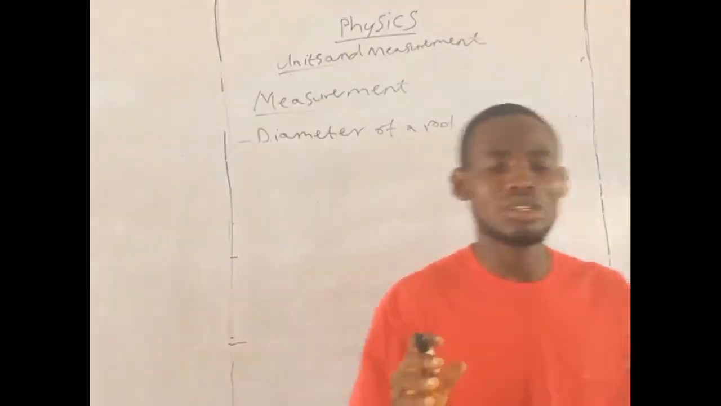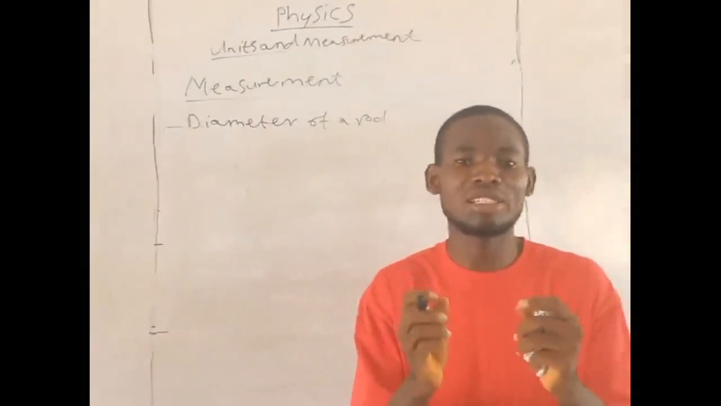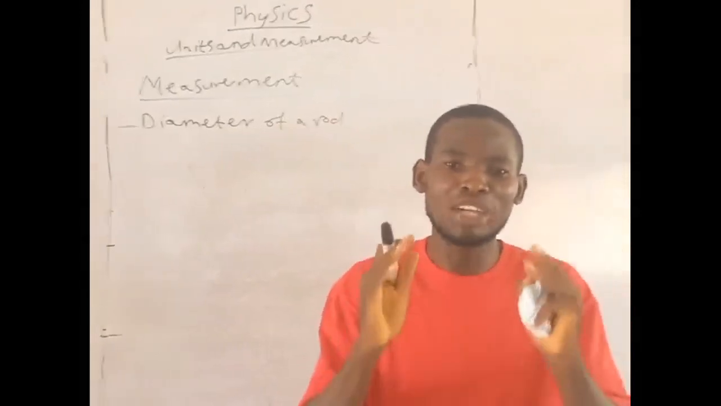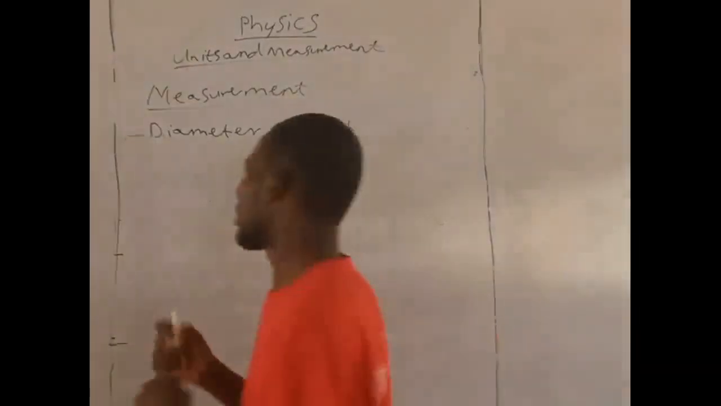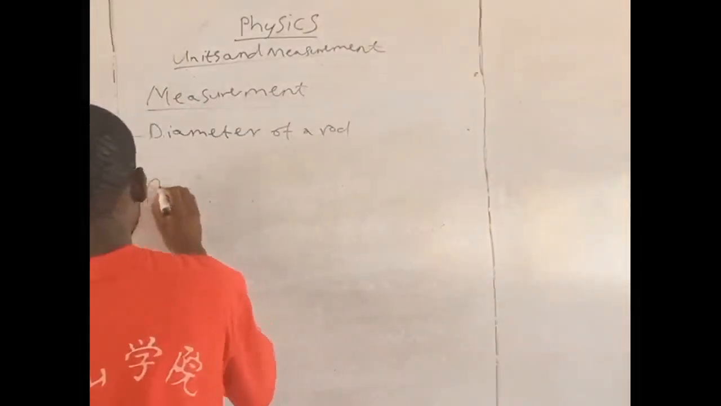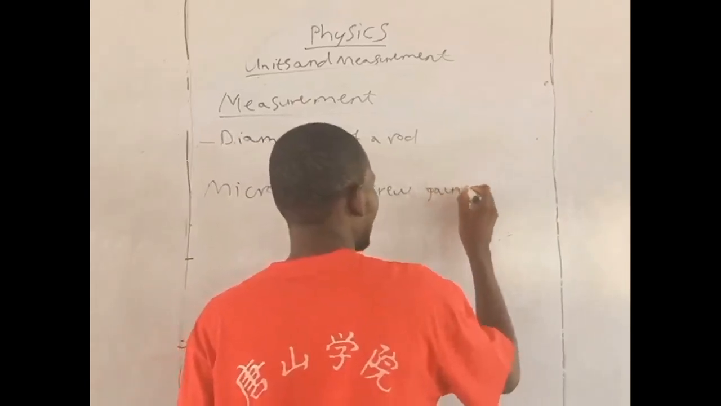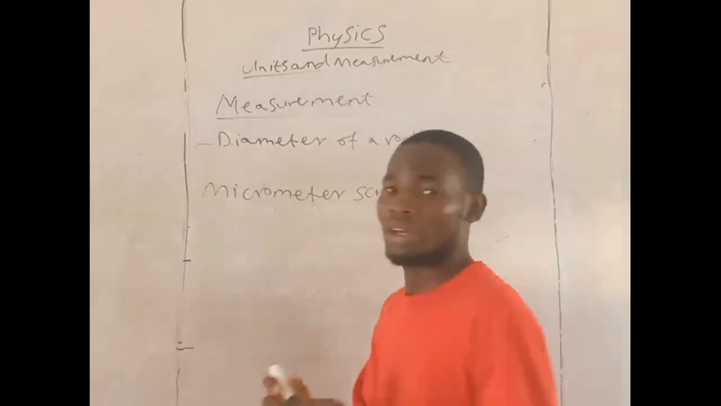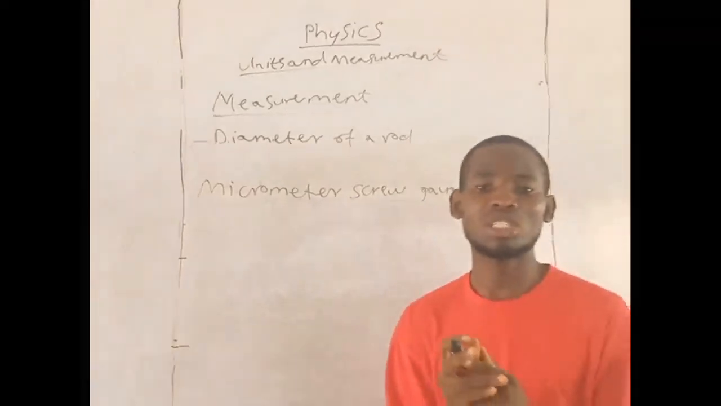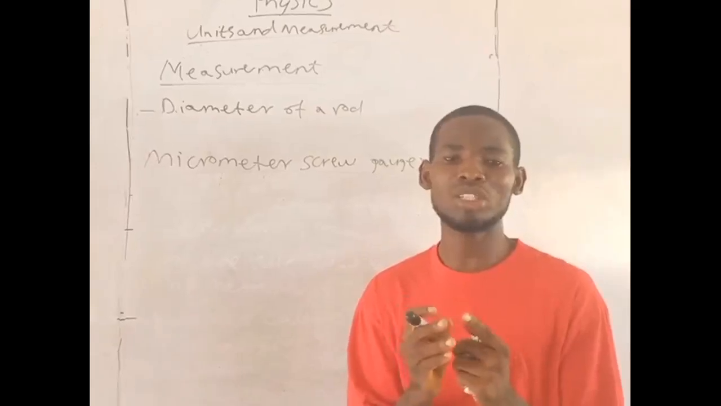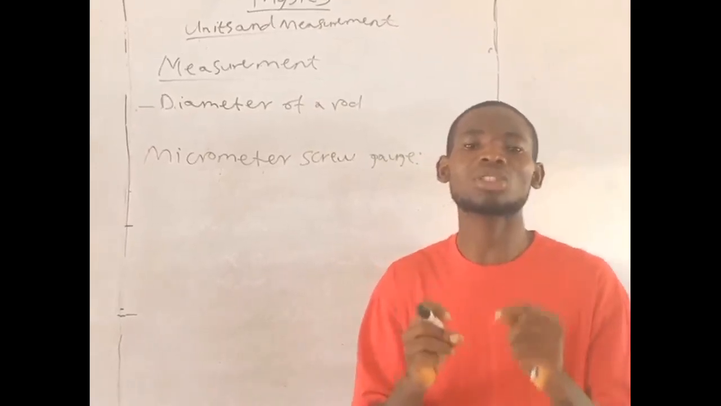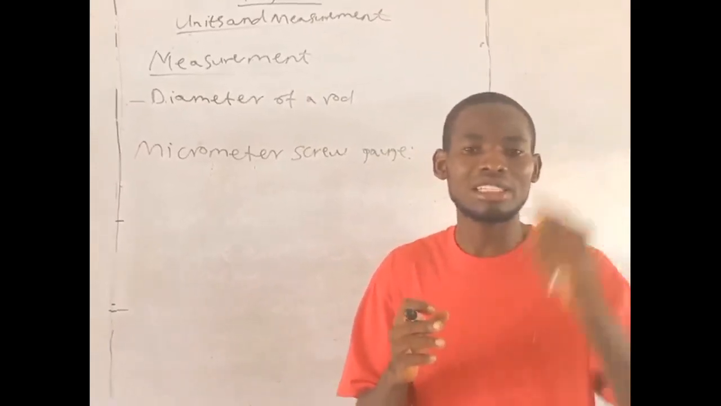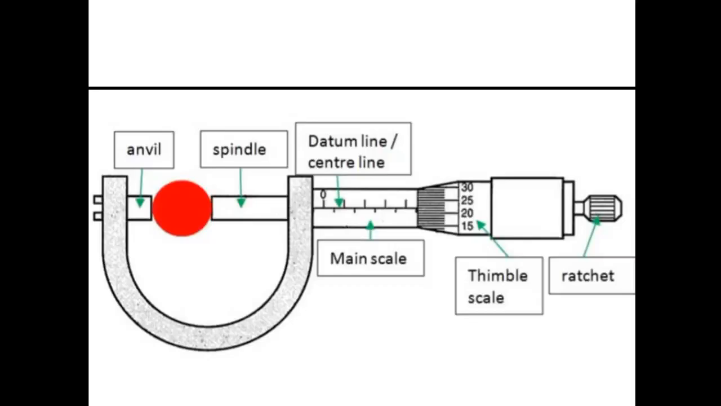Then let's talk about the next thing which you can use to measure length. You use the micrometer screw gauge to measure length. The micrometer screw gauge can be used to measure very tiny fractions, unlike the vernier caliper that measures small fractions. The micrometer screw gauge is used to measure even smaller fractions, which are very, very tiny.